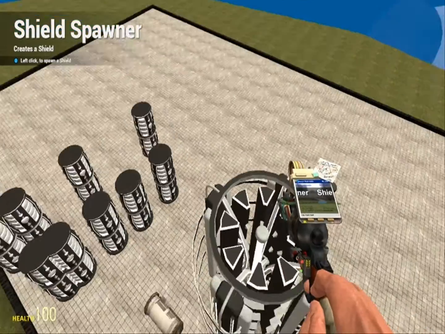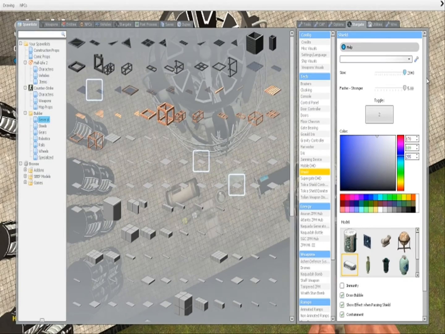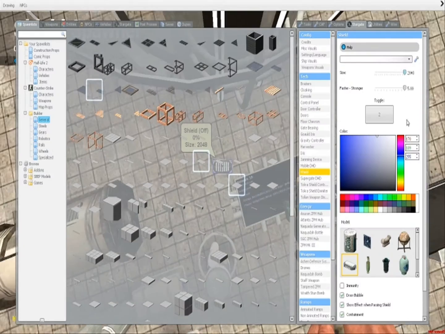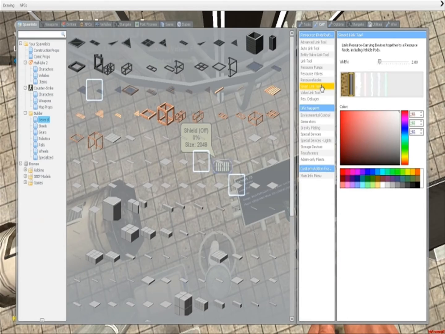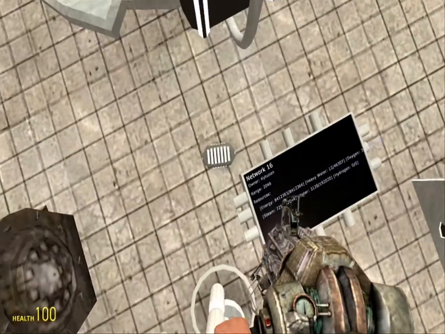So, since we're talking about shields, let's spawn a shield. Make it big, really strong. Why not? Oh, whoops! I don't want to contain the shield. That would be silly, especially for our purposes. Not always silly, I suppose.